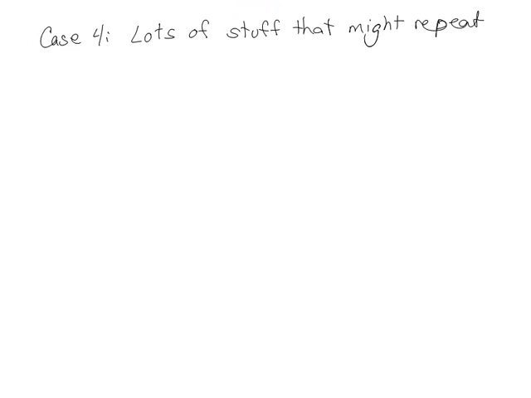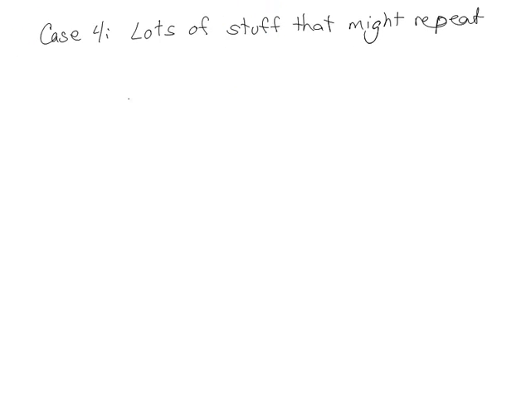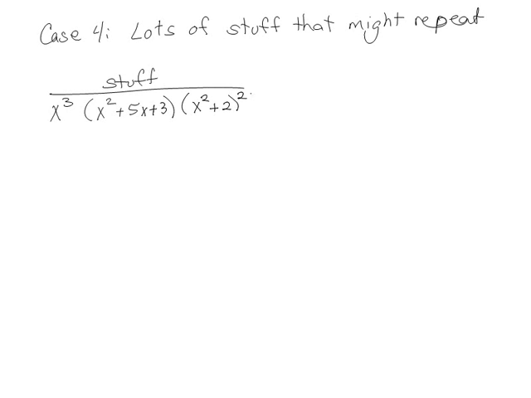So let's just say I've got something completely ridiculous, but everything we've done is assuming that we fully factored it as much as we can possibly stand. So I've got something on top. Let's say on the bottom I have x cubed, and then I have x squared plus 5, and 5x plus 3, and then I have x squared plus 2, but that's squared or something like that.